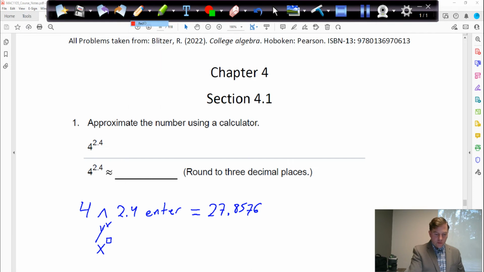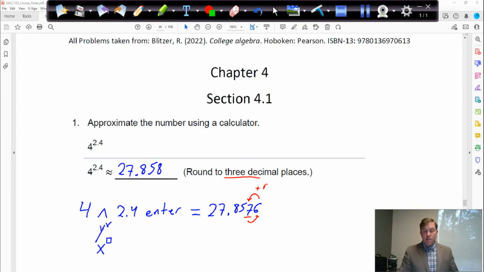So a quick review on rounding. For 3 decimals, we stand on the third number, look to the right. If it's 5 or bigger, we're going to bump that up by 1. So the actual answer we will record is 27.858. And that's number 1. It should be real quick and easy as long as you have practiced your calculator. I encourage you to practice your calculator during the lesson so that during the test you're not fumbling around trying to figure out how to use it.